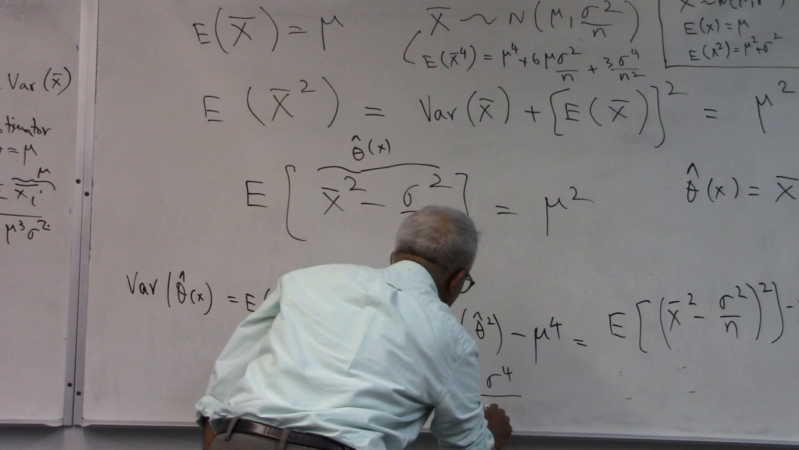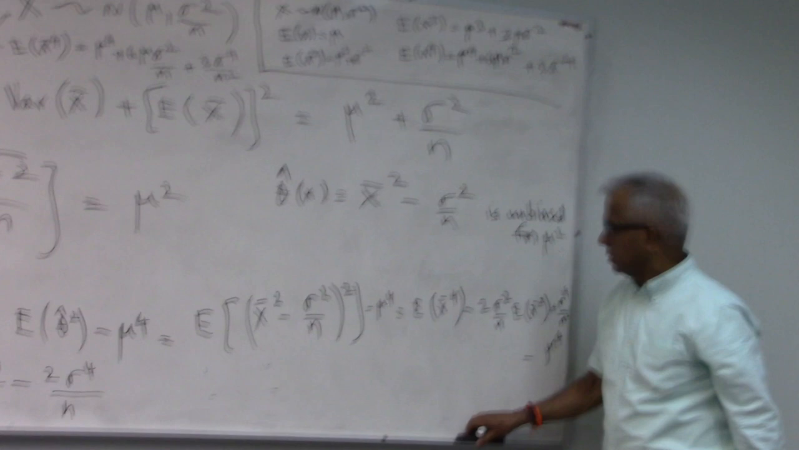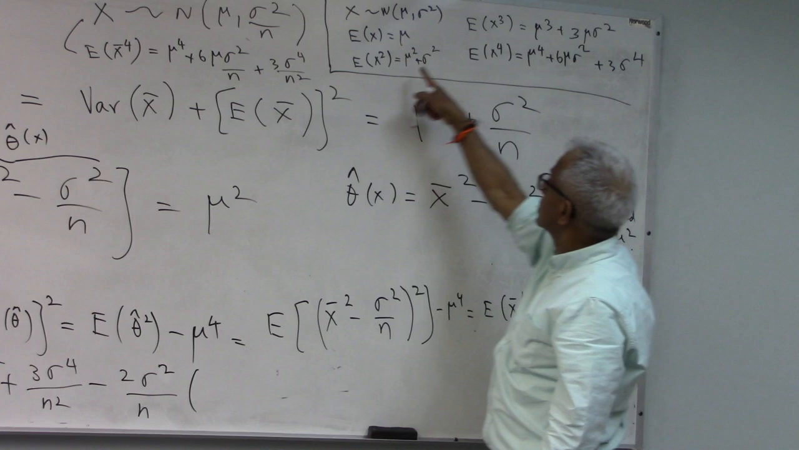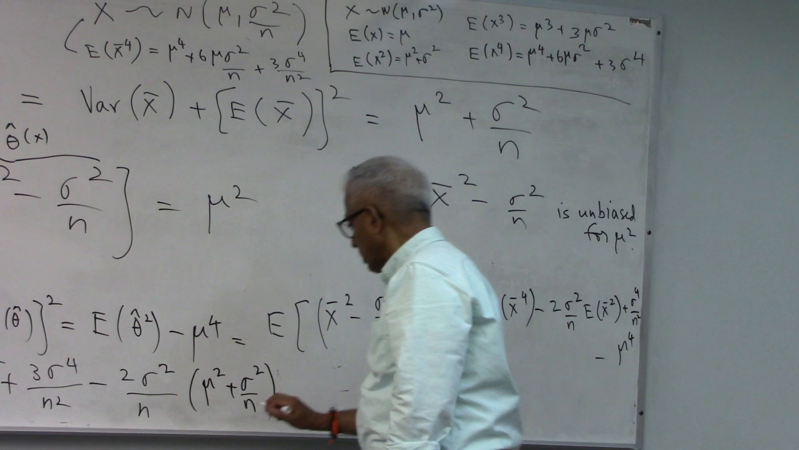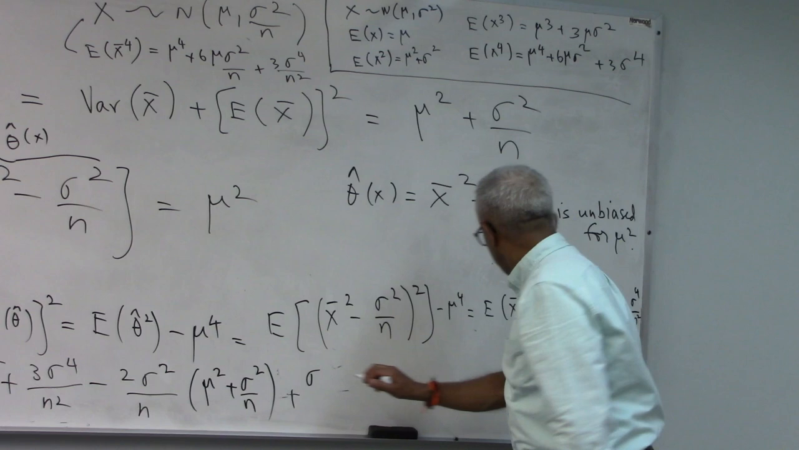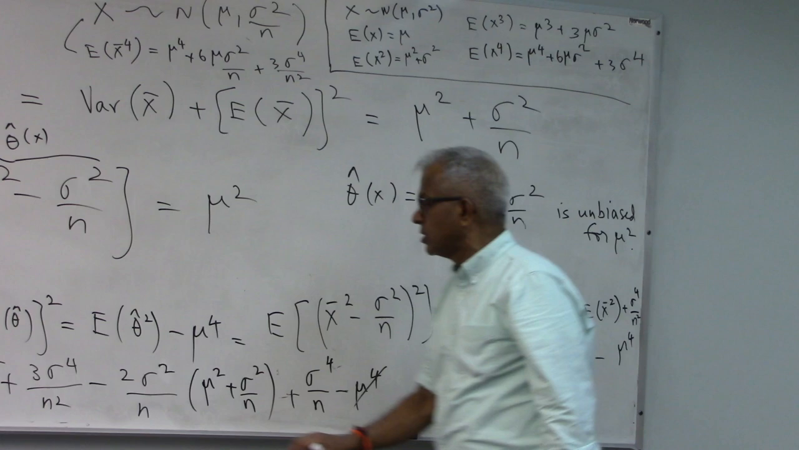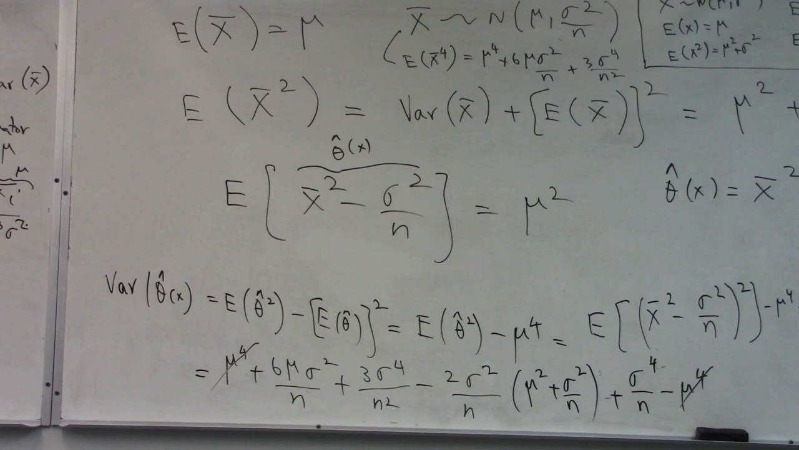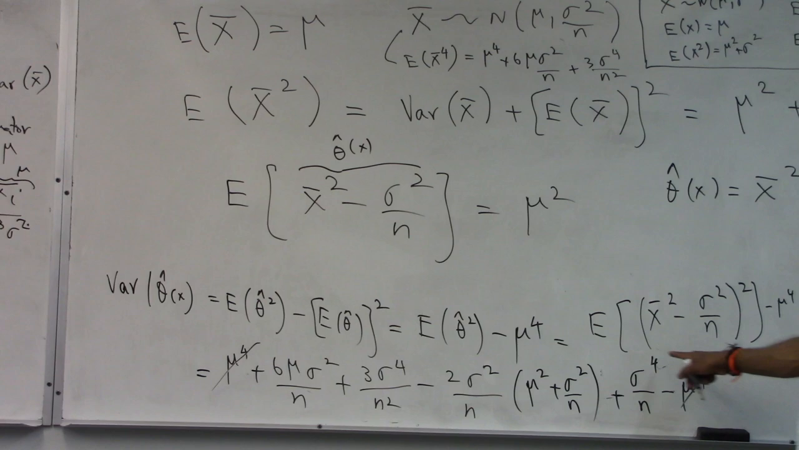Look here. The expected value of x bar to the fourth is what? So this is 2 sigma squared. Then x bar squared is here, right? So that's going to be mu squared plus sigma squared over n, plus sigma 4 over n squared, minus mu 4. So mu 4 cancels with this. And something else will cancel also. What else cancels? Sigma 4 over n squared. The last term, sigma 4, this is n squared?